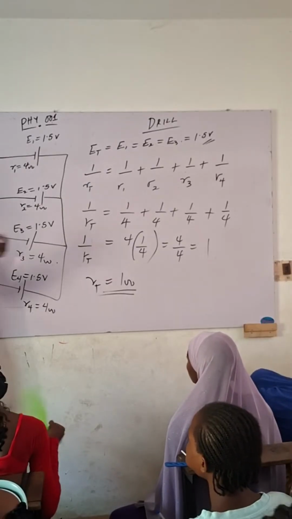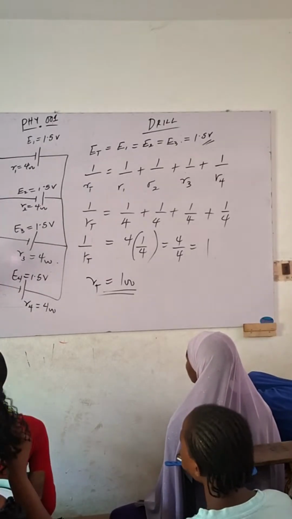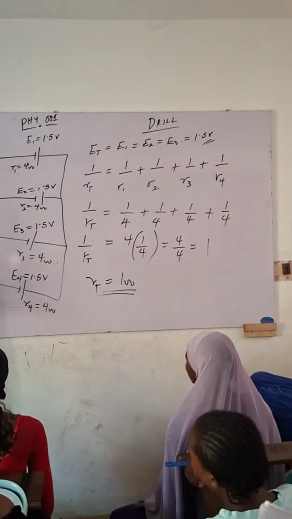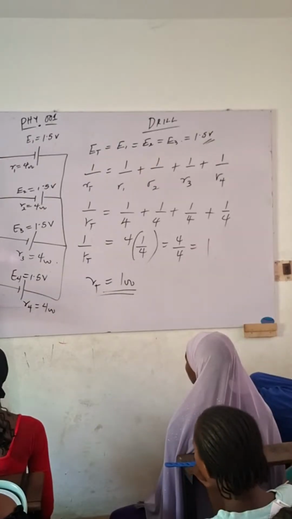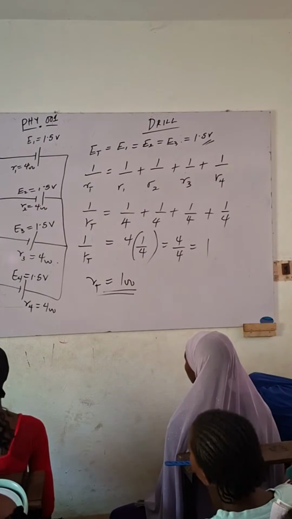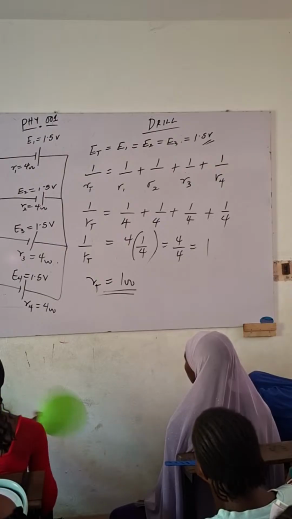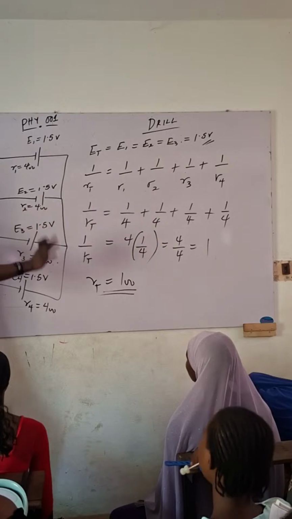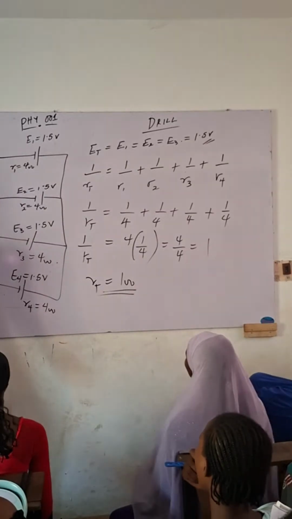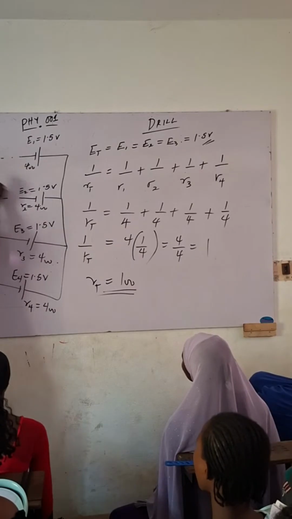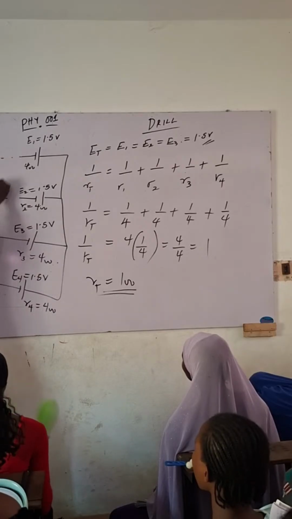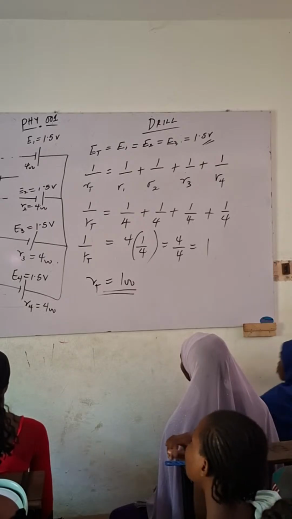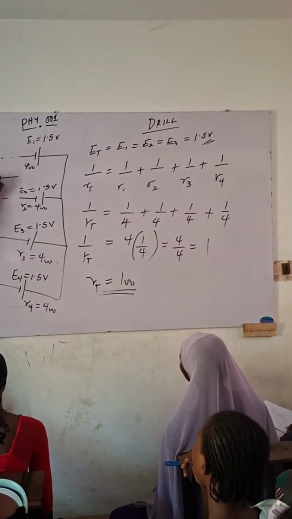Someone asked how, for a combination of cells in series, we know when to add and when to subtract. I showed you from the diagram the other time. For series, one is like this. From what you have here, this one is negative to positive, and this one is positive to negative.